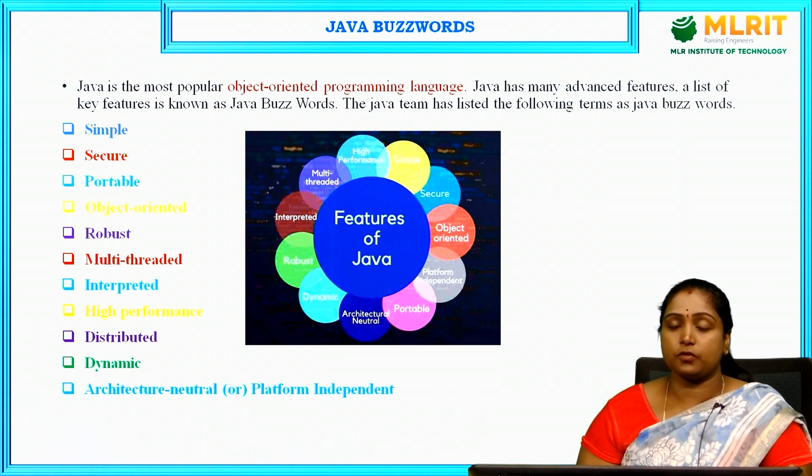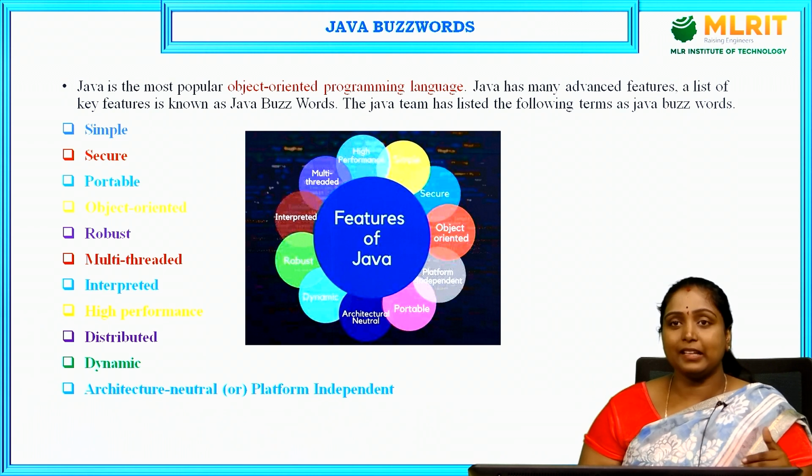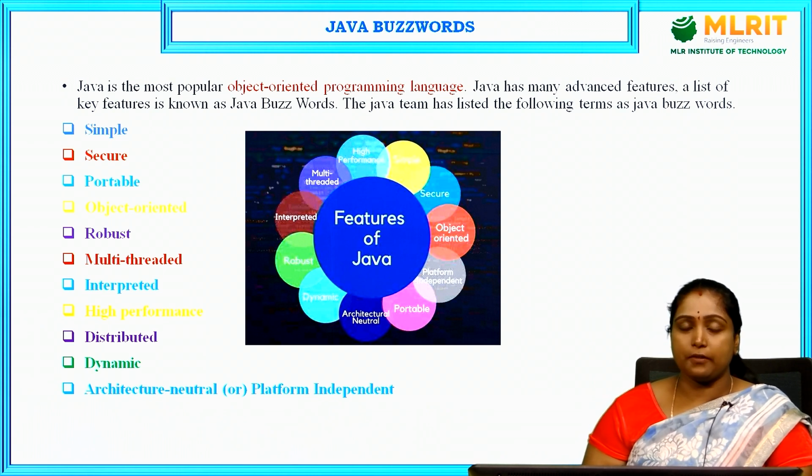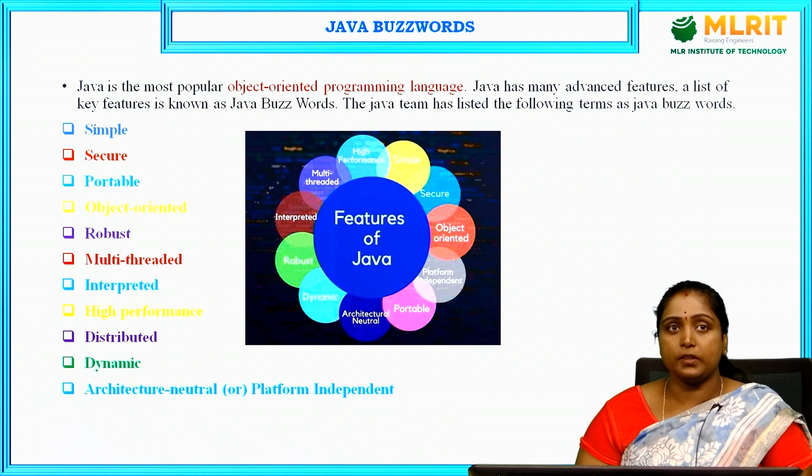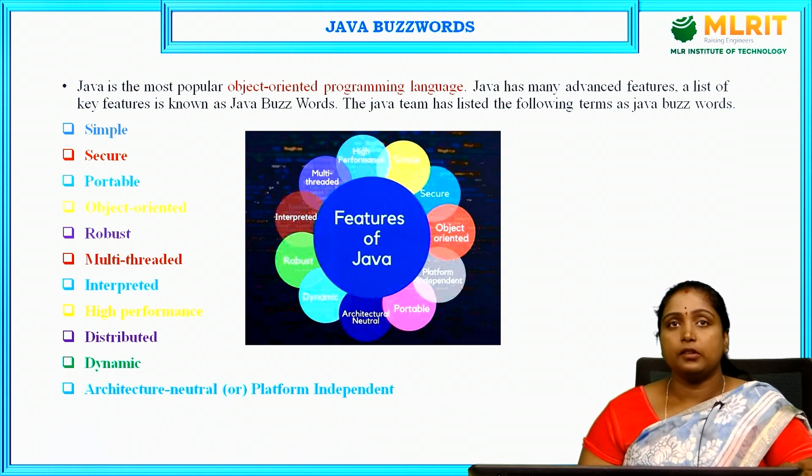What are the features of Java? How can you list out the features of Java? The features of Java are also known as Java buzzwords. This is the list of features of Java: simple, secure, portable, object-oriented, robust, multi-threaded, interpreted, high performance, distributed, dynamic, and architecture neutral or platform independent. These are the Java buzzwords, the features of Java.